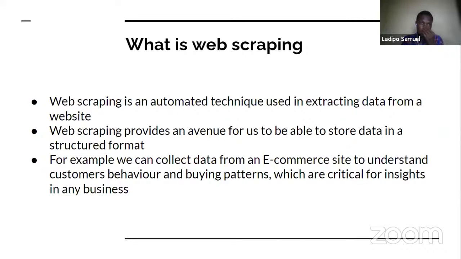We have an example of e-commerce websites like Amazon or Jumia. We can get the information from the website and actually see buying patterns of customers, and the information we get can be critical for business insights. You can also go on social media platforms and get data from there and run sentiment analysis using the data that we've gotten from the platform.